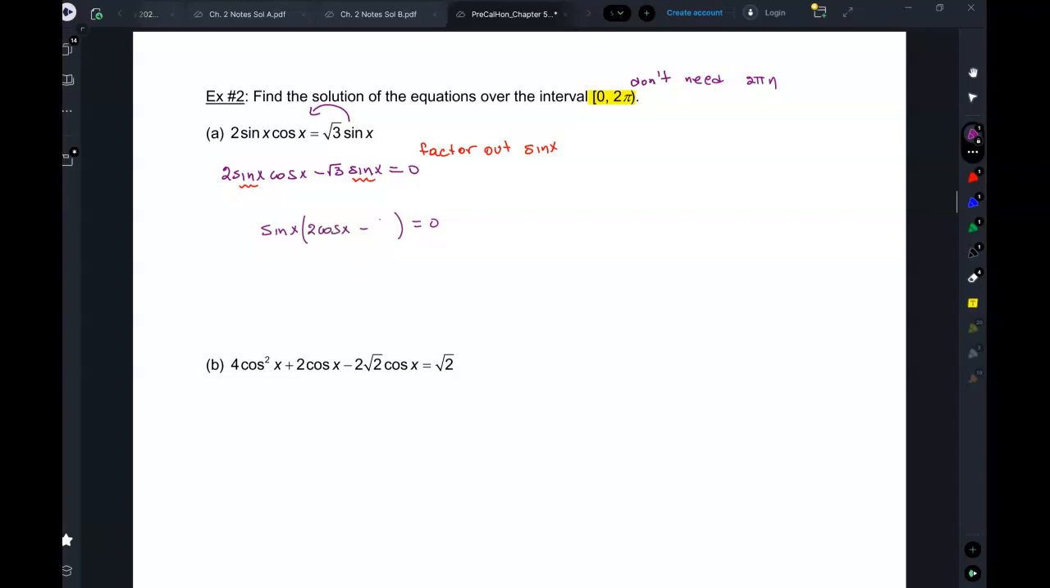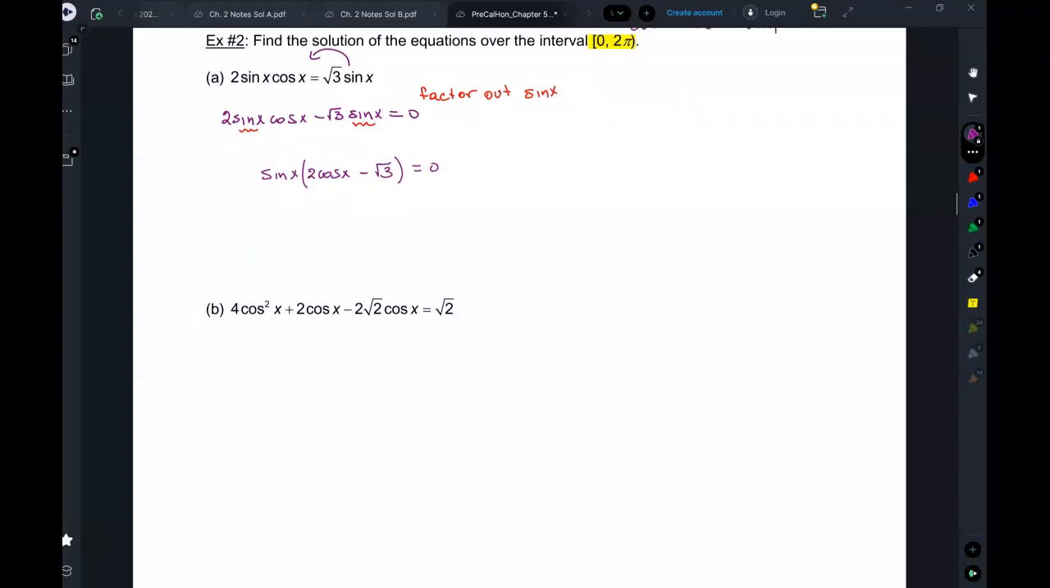Minus, what do I have left from the other one? Root 3. Okay, now take a look at what we have. I now have two things that are multiplying to 0. Only when you have something times something equal to 0 can you set each one of them equal to 0 separately, right? This is the zero product property. You have a product of things that make 0. Only then can you do this. So now we're going to say sine x equals 0, 2 cosine x minus root 3 equals 0.